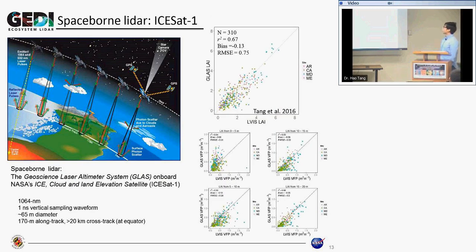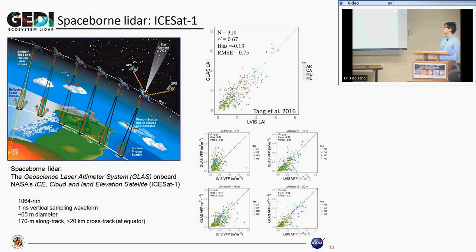And now, spaceborne LiDAR. These are the examples from ICESat-1. Actually, I have quite high confidence in the spaceborne LiDAR data. We think it should apply to spaceborne LiDAR as well. So with ICESat-1, the GLAS onboard ICESat is a waveform LiDAR at 1064 nanometers, and it has a vertical sampling resolution of 1 second with a footprint size of about 65 meters.